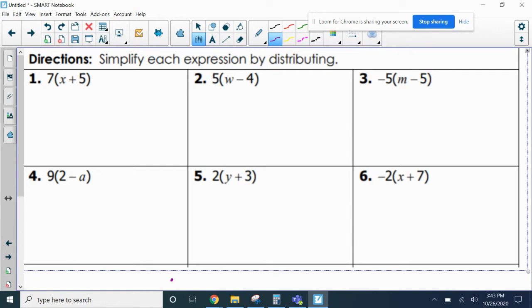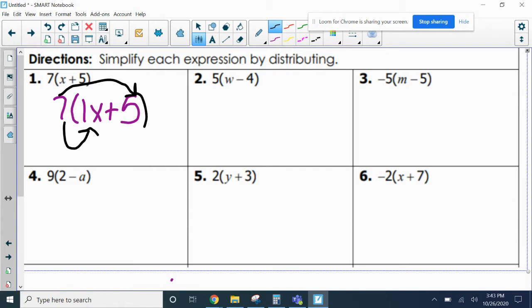So again, we know that we can rewrite this 7 times 1x plus 5. We know that we need to multiply that 7 times the 1x and add it to 7 times the 5 and close that parentheses. So we know 7 times 1 is 7 times x. We don't know what x is, so we're going to leave it as 7 times x. We're going to bring down that plus, and 7 times 5 is 35. All right, let's do 2 more, and then I'll let you go ahead and do a couple.